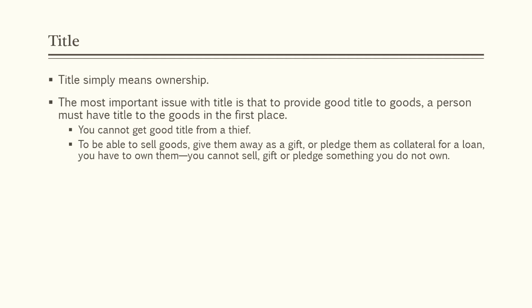To be able to sell goods, give them away as a gift, or pledge them as collateral for a loan, you have to own them. You cannot sell, gift, or pledge something you do not own.